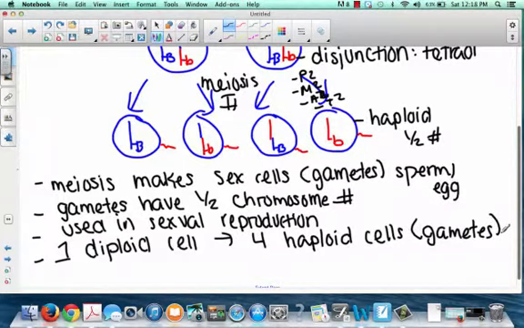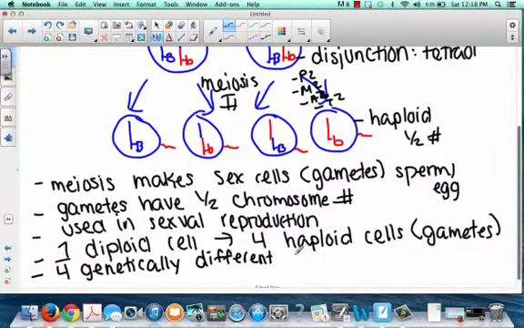Now, I want you to look at each of these 4 cells. Look at the 4 gametes at the end. Is there one that is exactly like another, or are they all genetically different? You should say that they're all genetically different. They all have different genes in them. So at the end, and this is very important, we have 4 genetically different gametes. Remember, that is because of crossing over.